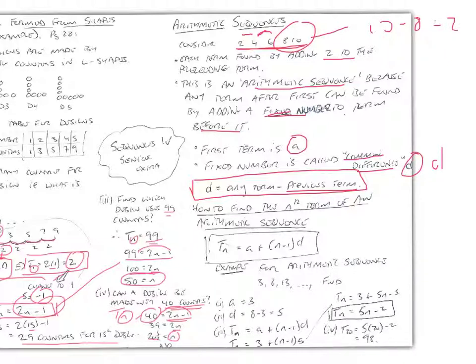So how do we find the nth term, or generate the nth term rule, of an arithmetic sequence? Well, this is the formula that we use. The nth term rule for an arithmetic sequence is always equal to the first term plus n minus 1 times the common difference.